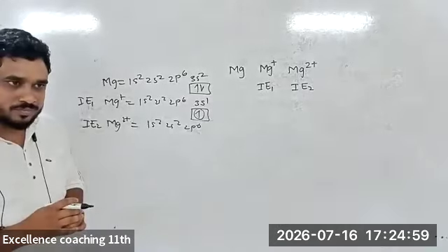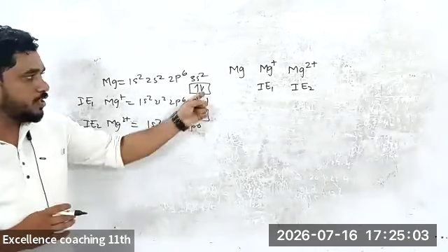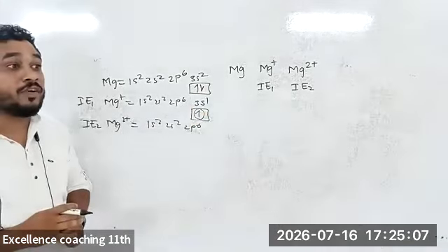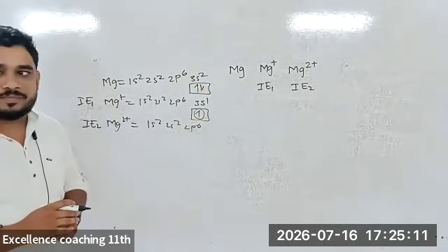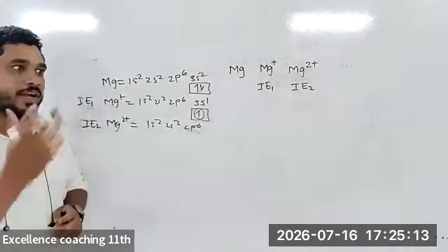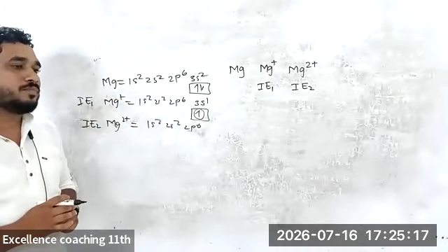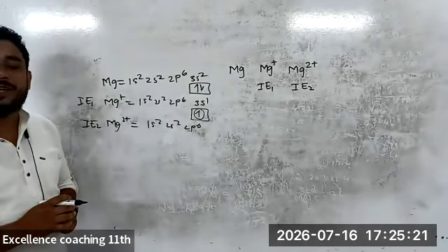Why will it give? So you think more energy will be required to remove this electron, or this one? Which electron will require more energy, the paired one or this single one? And what you said, where will ionization enthalpy be more? IE1 will be more, IE2 will be more.